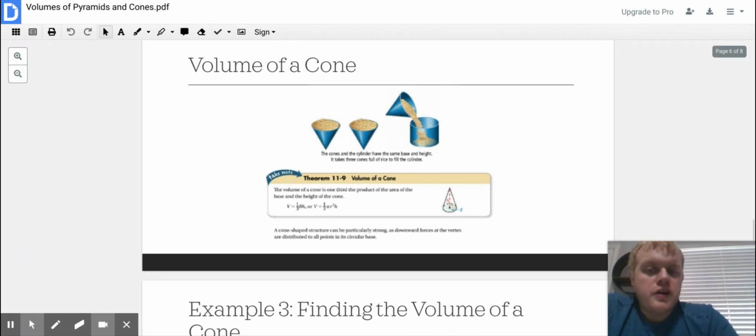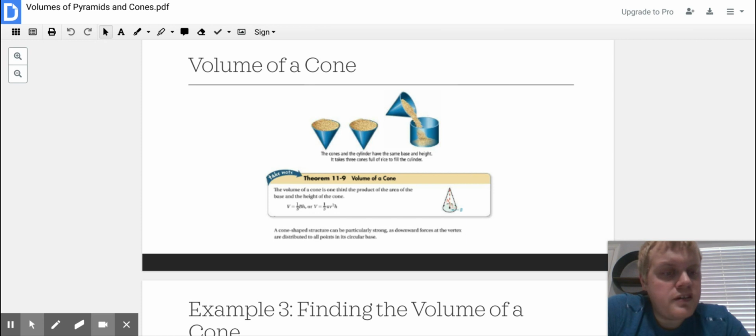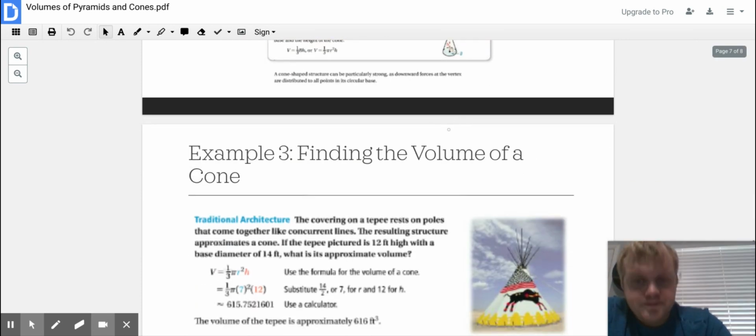So for our cone here, you can use 1/3 BH again, but since we're dealing with circles, we're going to use our simplified form here of 1/3 pi r squared h. So you need 2 things here. You need to find your radius. You need to find the height for your cones. All right, so let's take a look here at number 3.